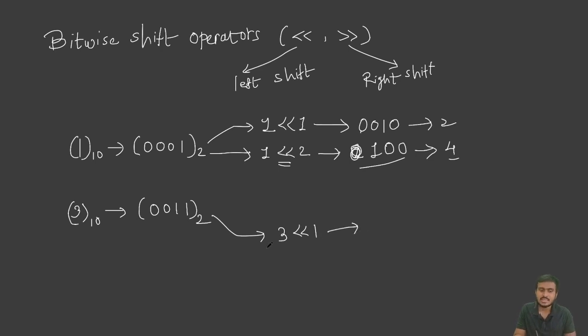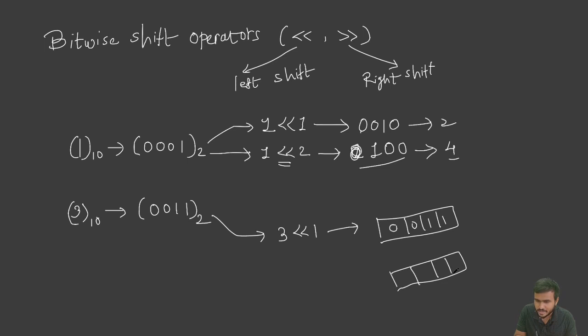This 3 is basically represented in binary in this format. Let me draw it in box format so that it will be more clear to you. It will be 0 0 1 1. Now let's see what is going to be the result. Let me draw one more box, and let me initially have it as empty.